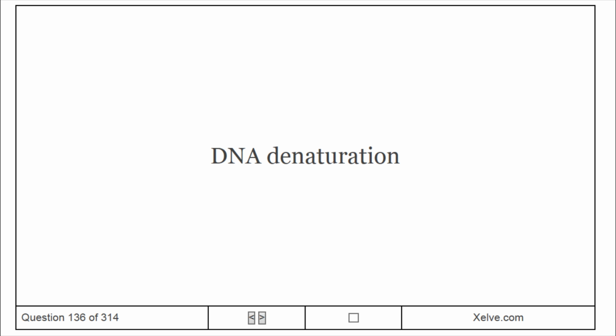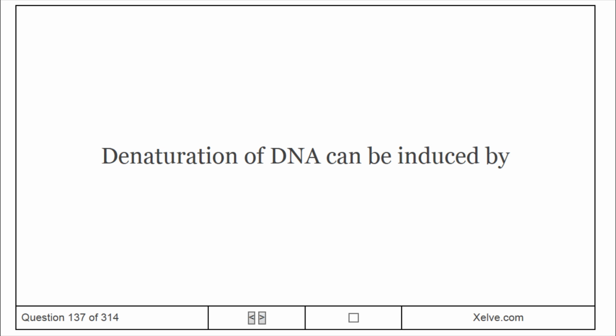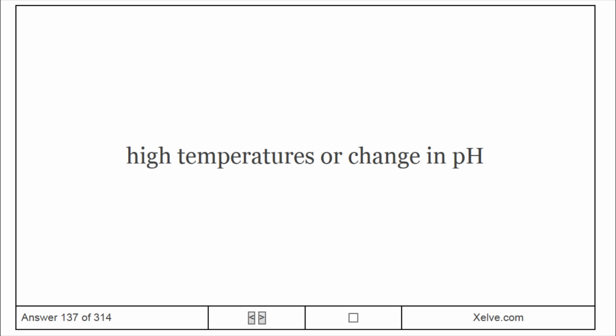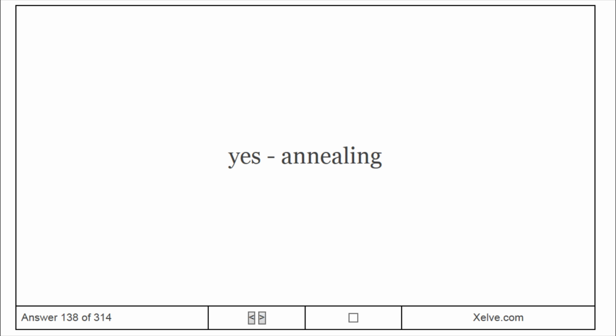DNA denaturation: covalent bonds remain intact, the genetic code remains intact, hydrogen bonds are broken, and base stacking is lost. Denaturation of DNA can be induced by high temperatures or a change in pH. Can denaturation of DNA be reversible? Yes, by annealing.